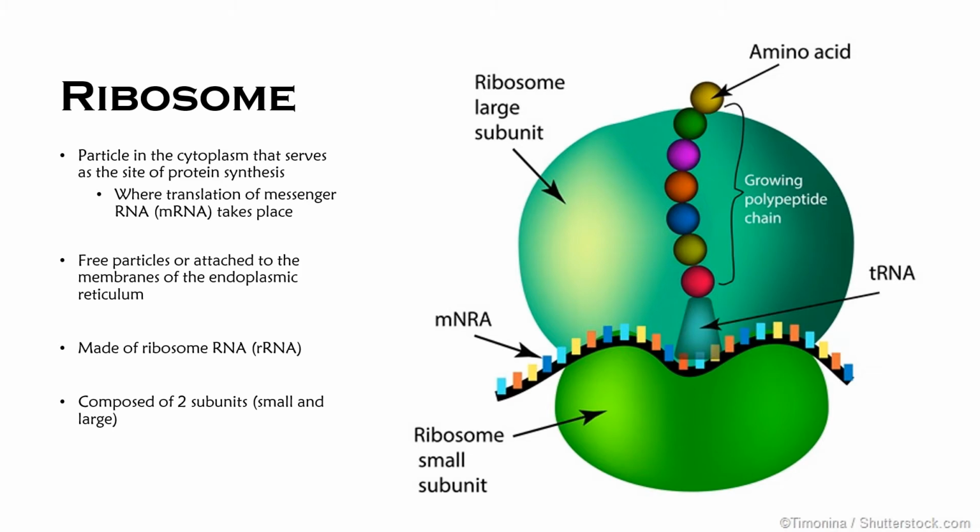The ribosome is a particle located in the cytoplasm that serves as the site of protein synthesis. So this is where the translation of messenger RNA to form a protein takes place. Ribosomes can be free particles, or they can be attached to the rough endoplasmic reticulum. Ribosomes, in essence, are made of ribosomal RNA, and they are composed of two subunits, large and small subunits. You can see in this picture, the mRNA is being read, and the tRNA, you see that growing polypeptide chain of amino acids, which are proteins coming off the back.